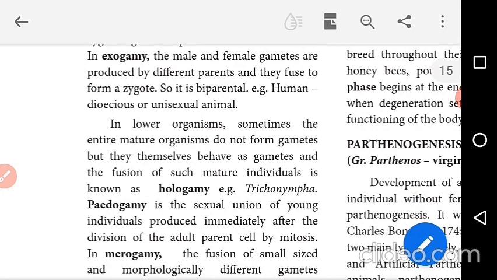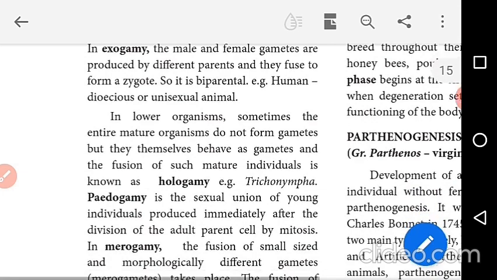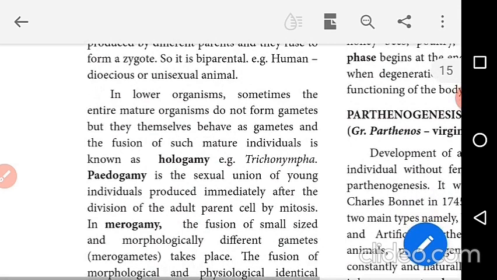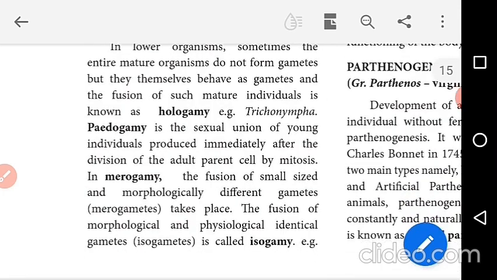That is called hologamy. Example: Trichonympha. The next one is pedogamy. Pedogamy is the sexual union of the young individuals produced immediately after the division of the adult parent by mitosis.